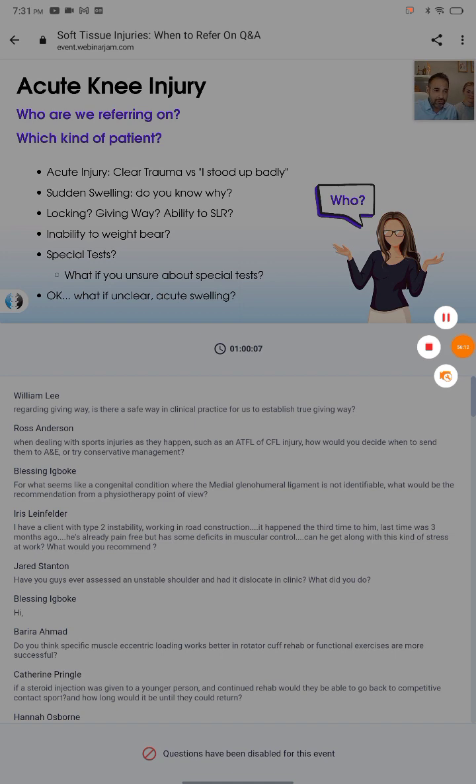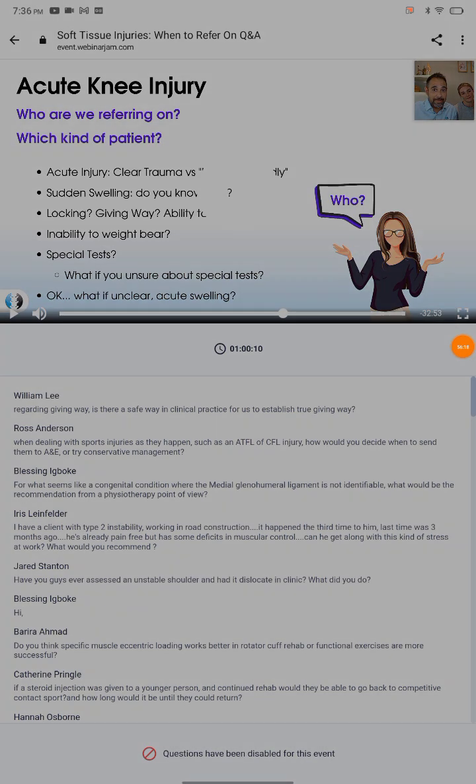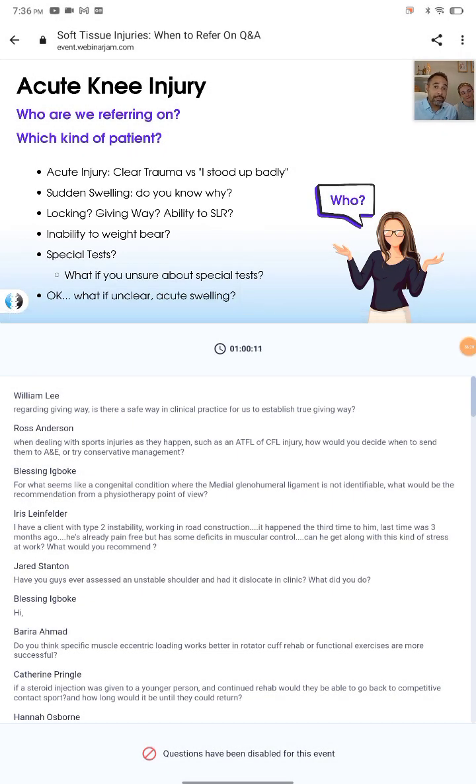Inability to weight bear. So naturally, if your patient has come to see you perhaps 7 days after their injury and they're really struggling to weight bear, that might make you think more suspiciously about a serious injury compared to your individual who was unable to weight bear for a day and now suddenly they're able to walk, or they've been able to get some improvement in their weight bearing with crutches.